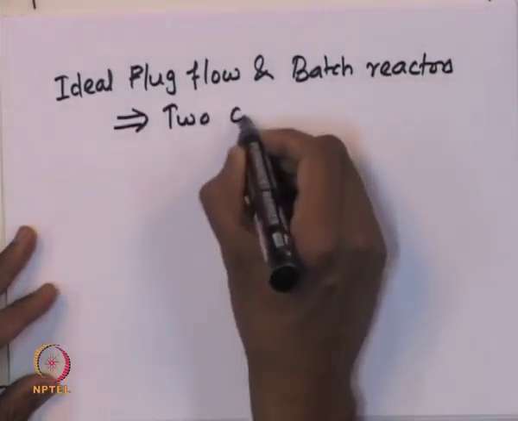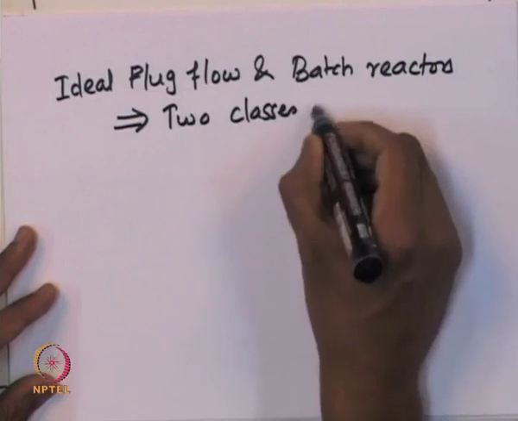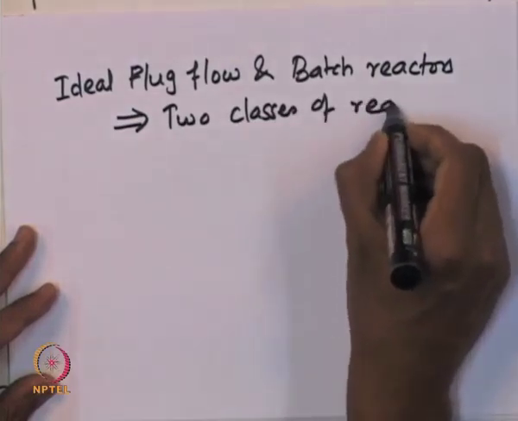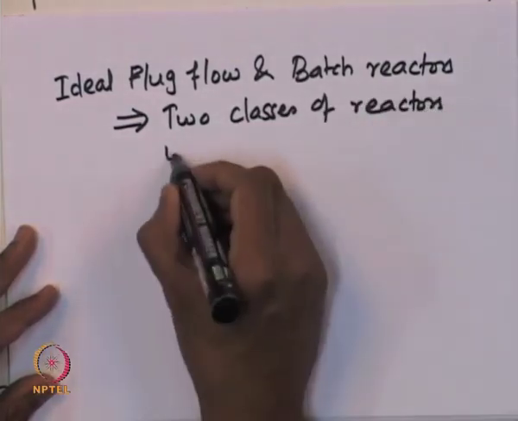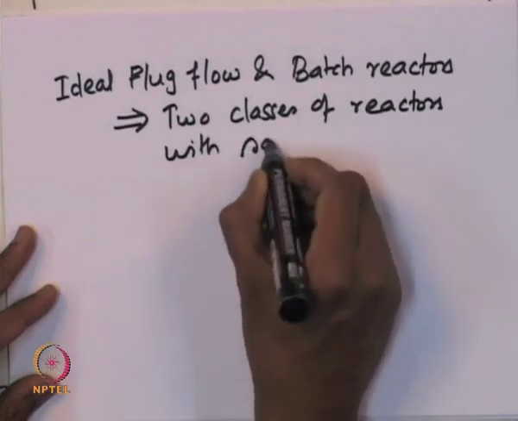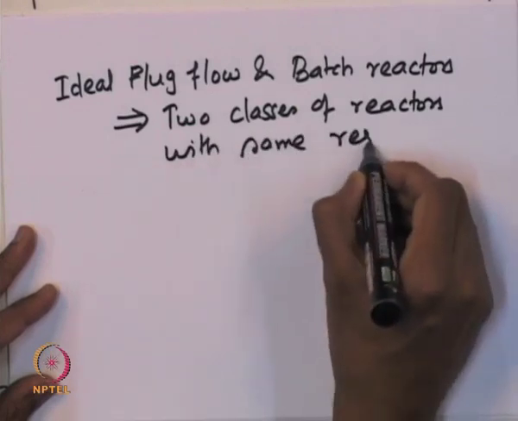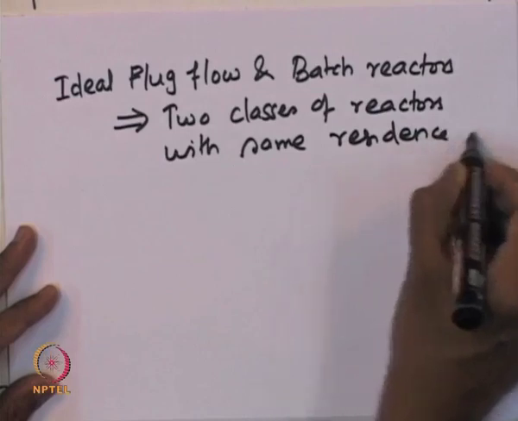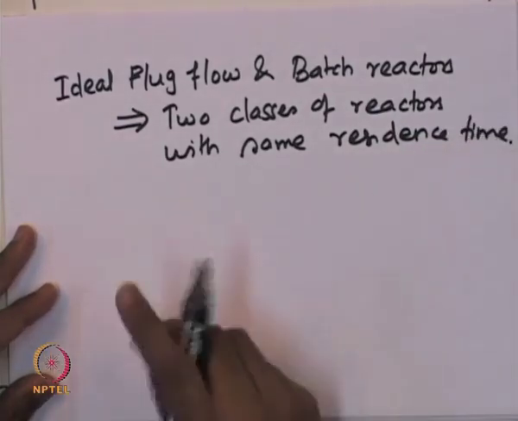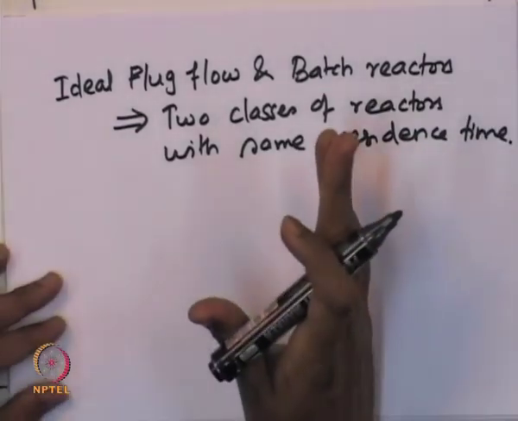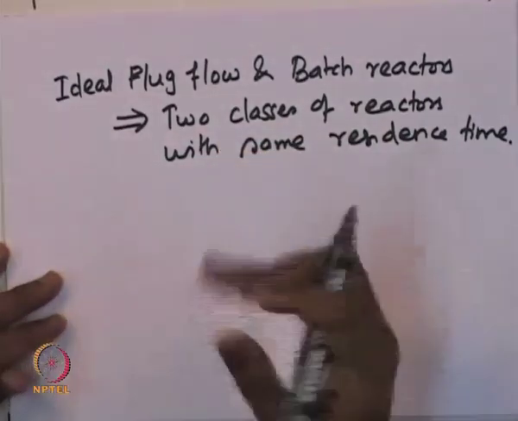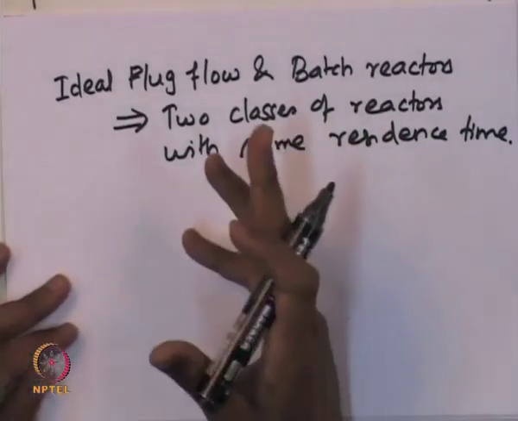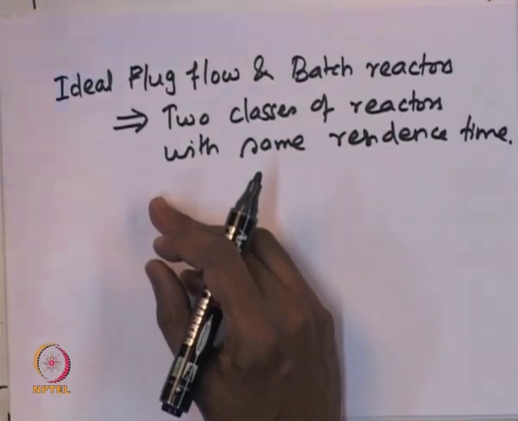Two classes with same residence time. So, in all other reactors there is going to be a distribution of residence time, including CSTR. So, suppose, what happens in a CSTR?